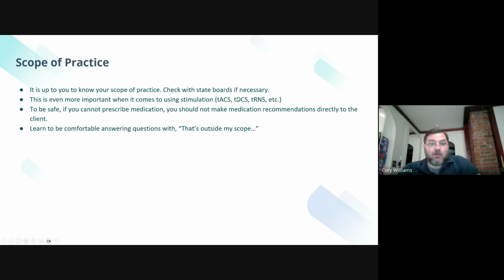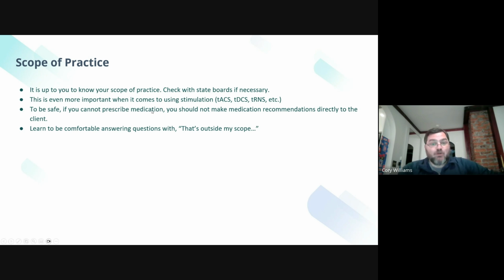So alternating current or direct current, photobiomodulation with the iMedi-Sync helmets can do. You know, there's lots of really cool stuff out there. TMS is another one that we've been using recently. But just make sure you know what's inside of your scope and what isn't.